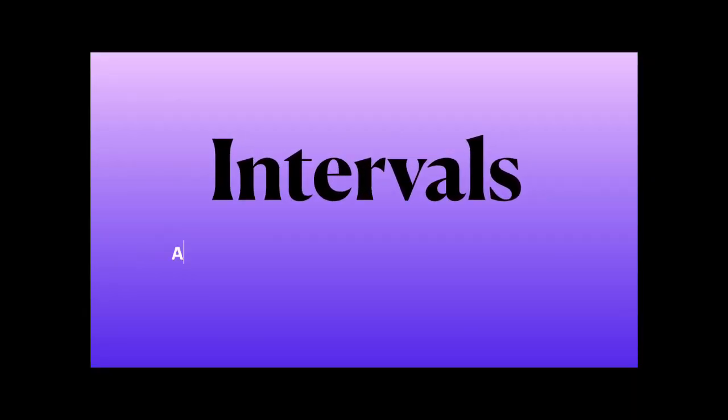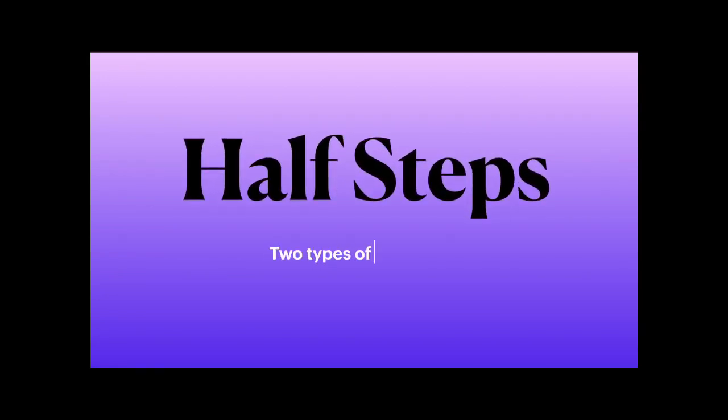Let's talk about intervals next. An interval is the distance between two pitches. Over the course of this class, we are going to learn about a lot of different intervals: seconds, thirds, fourths, fifths, and so on. But today we'll focus our efforts on half steps and whole steps. Today we will discuss two types of half steps: chromatic and diatonic.